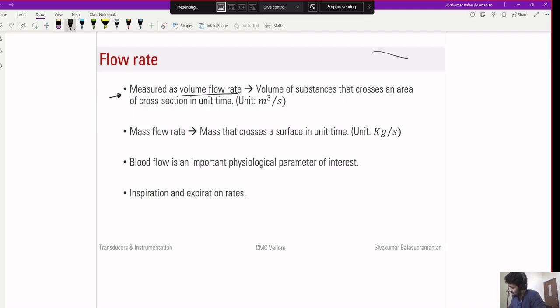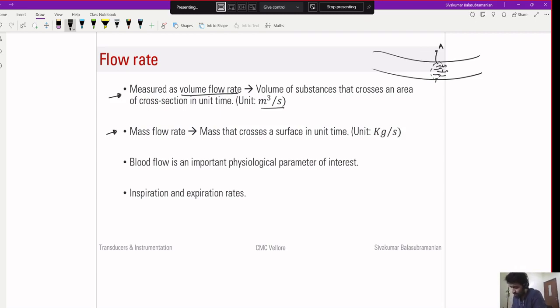Volume flow rate is, let's say you have a conduit through which some material is flowing. This is the area of cross section of your tube or your conduit, and then some material is flowing out. Volume flow rate is simply how much volume of material flows through a cross sectional area in unit time, and the units of volume flow rate are meter cube per second.